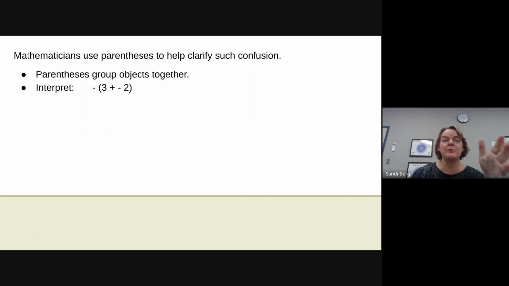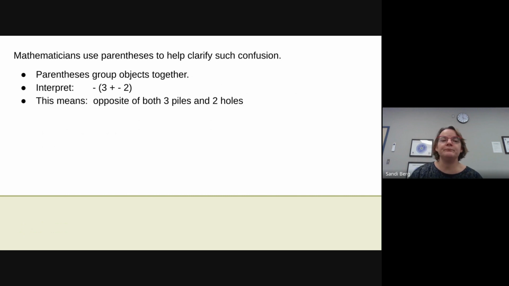So when I take a look at this one here, I can very clearly figure out what's going on. In this case, I've got the opposite of all of 3 piles and 2 holes. So then I can see what I would do there. Now, we would tell kids we would want them to do what's inside the parentheses first, and we would play with that. But I also want students to see I could look at the opposite of 3 piles and the opposite of 2 holes and do it that way, because as they go higher into more complex mathematics, they're going to have variables in there that they can't just add up what's on the inside, and I want them distributing to the outside as well.